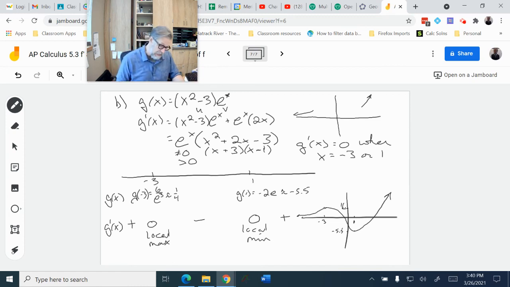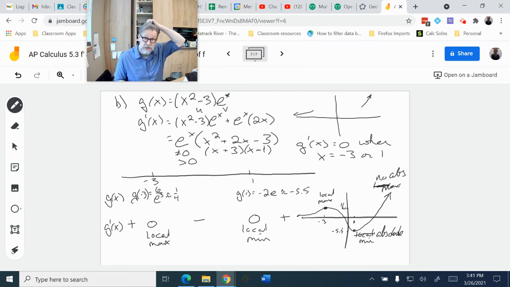And you can confirm that on your calculator by just typing it in. But what do we know for sure? There was that little local max right there. There was a little local min right there. Also notice that because our left end behavior says it's going to go to 0 on the positive side, this is an absolute min. And there is no absolute maximum, because my range goes from negative 5.5-ish up to positive infinity.